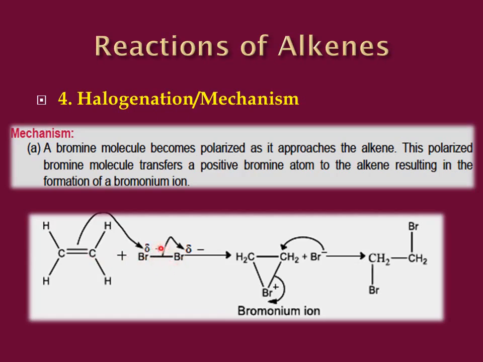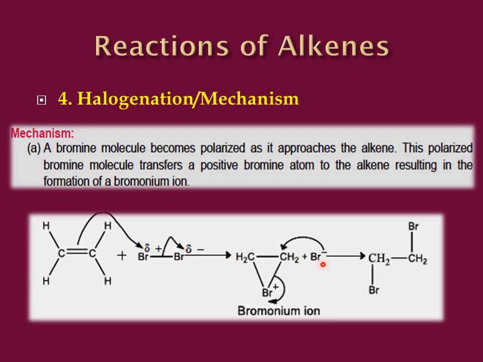Now this pi bond of the alkene, acting as a nucleophile, is going to attack this bromine atom over here and make a bromonium ion. The other bromine atom is going to take this bond and get a negative charge. Now this negatively charged bromine atom is going to attack this CH2.